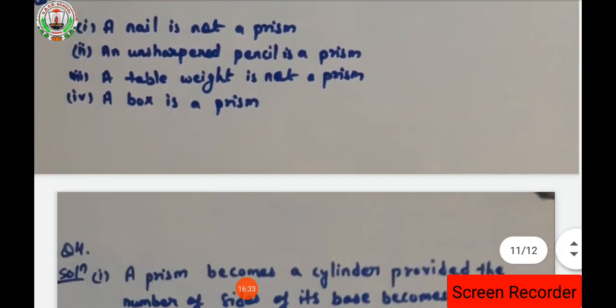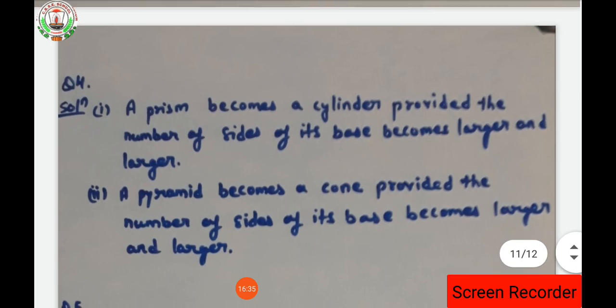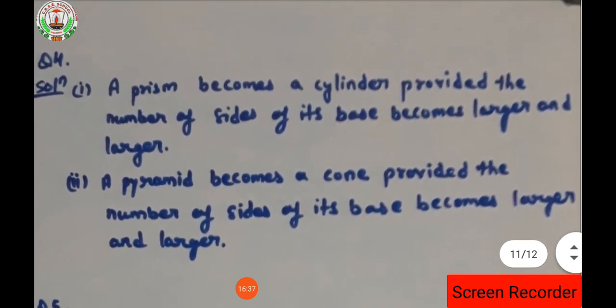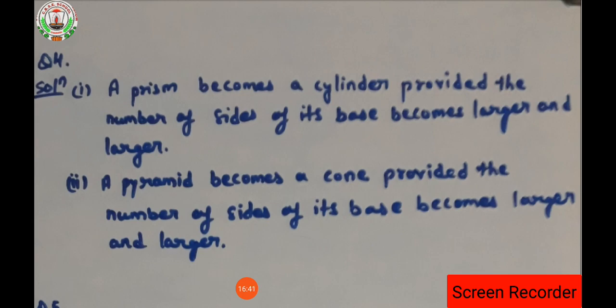Then question number 4. A prism becomes a cylinder provided the number of sides of its base becomes larger and larger. Second, a pyramid becomes a cone provided the number of sides of its base becomes larger and larger.